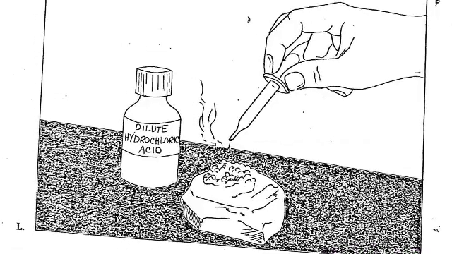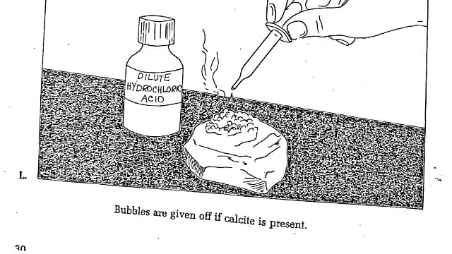Remember, it's very soft. And then here we have an acid test. So here we've got diluted hydrochloric acid, and we're dropping it onto calcite. It's going to bubble. Again, not all minerals will react with acid.